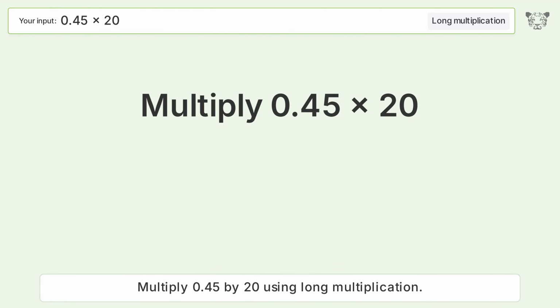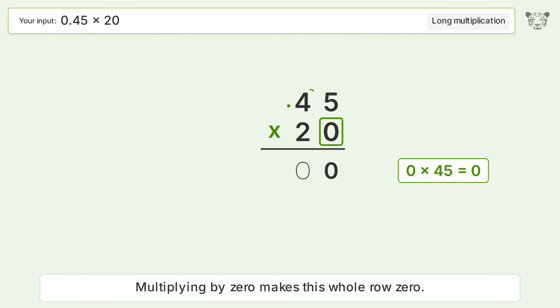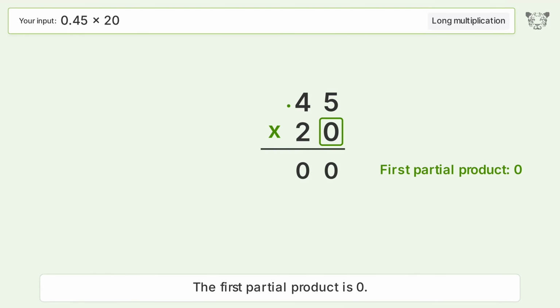Multiply 0.45 by 20 using long multiplication. Start with the ones digit, 0. Multiplying by 0 makes this whole row 0. The first partial product is 0.